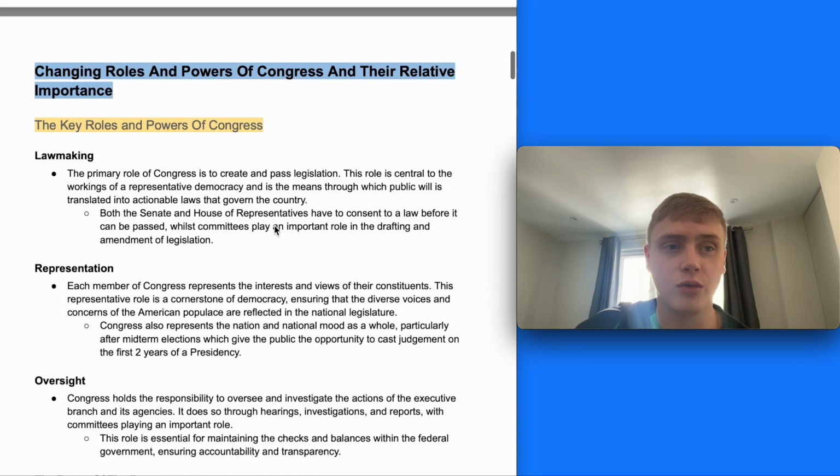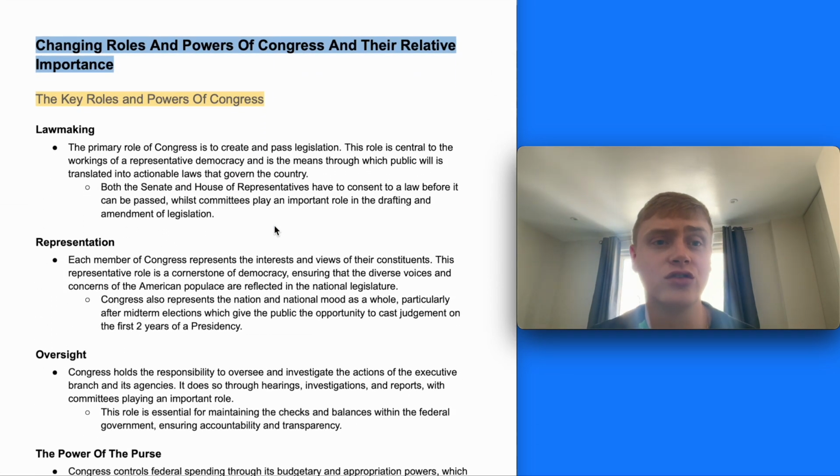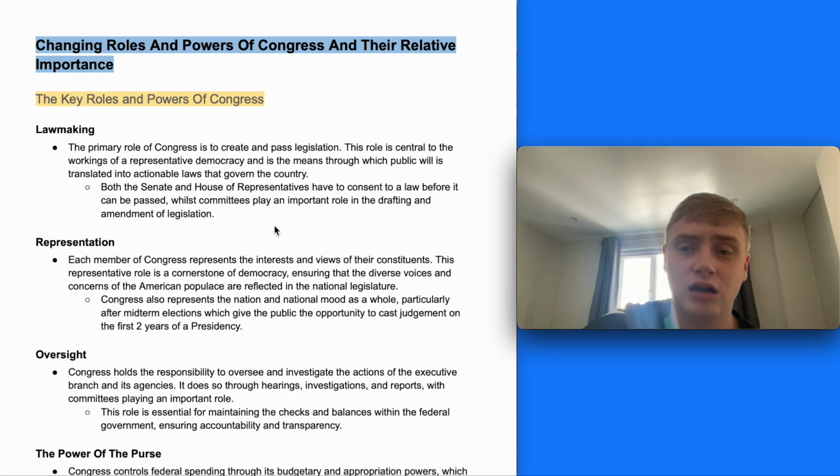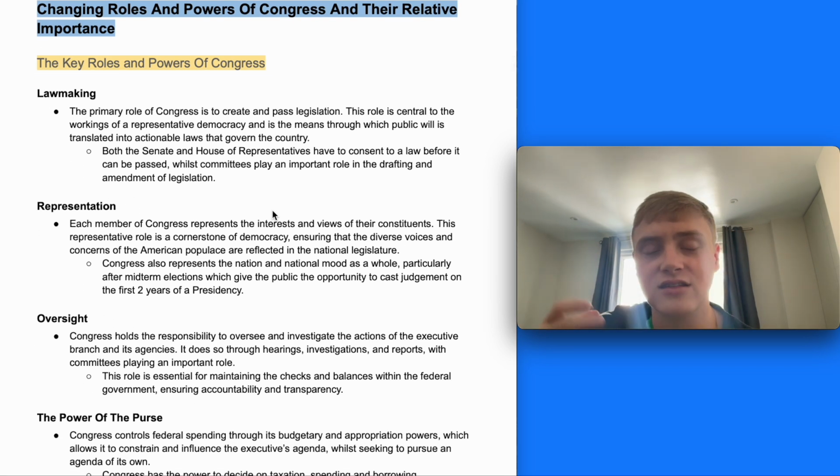So starting off, what we're going to have a look at is the changing roles and powers of Congress and their relative importance, starting by looking at the key roles and powers of Congress. You probably would have looked at these quite a lot already, and we covered these in the previous videos. The first one is lawmaking. The primary role of Congress is to create and pass legislation.